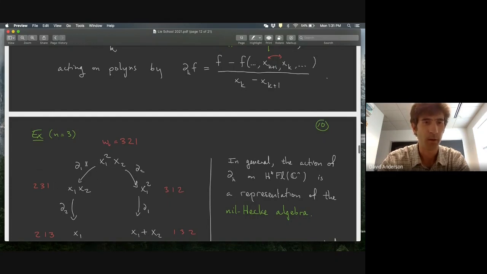And on the other hand, if I swap the first two entries, I get 2, 3, 1. And that's supposed to be the polynomial for 2, 3, 1, so it should be x1, x2. And I could do s2 times it, or del 2 times it, and that would be swapping the last two entries. So I get 3, 1, 2, and the polynomial for that is x1 squared.